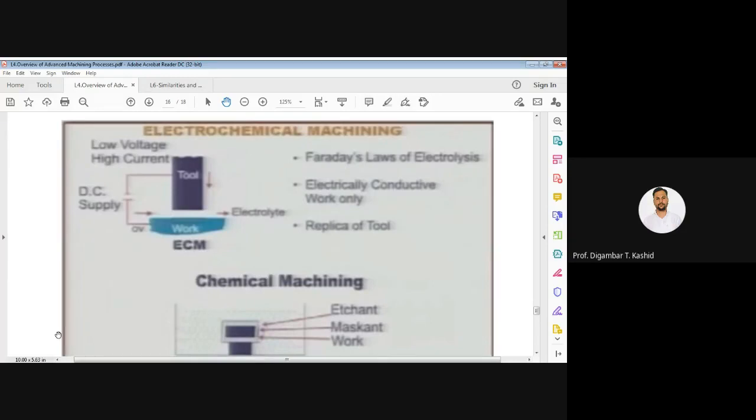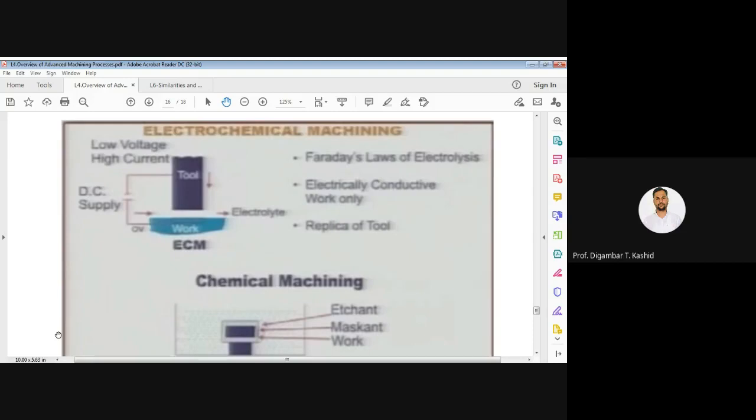Okay, you can machine any hard material provided that your workpiece is electrically conductive. Depending on your workpiece, you have to select the appropriate electrolyte. Which electrolyte will be suitable for which workpiece, we are going to learn in chapter number 4, where we have the types of electrolyte and all these things. But remember that the electrochemical machining process is useful for any hard material, provided that it is electrically conductive.